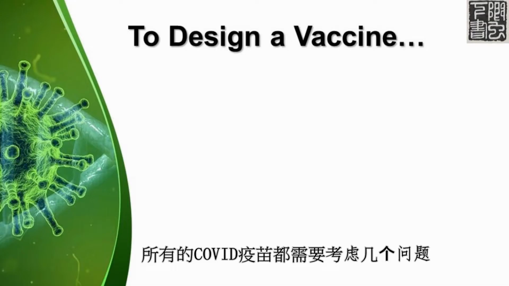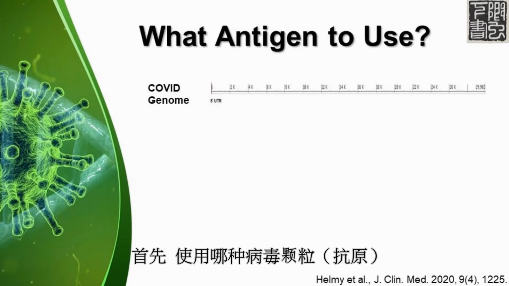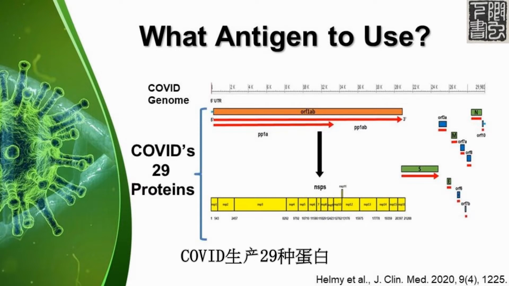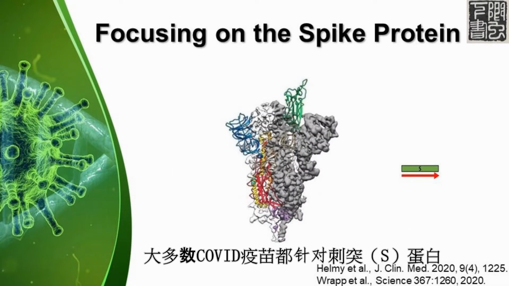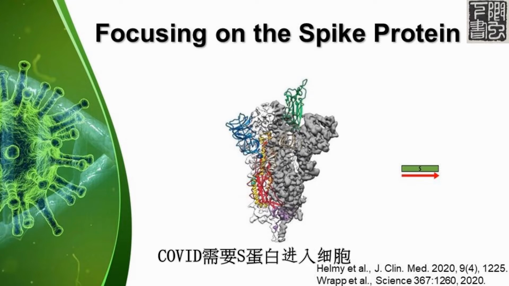All the COVID vaccines need to consider a few questions. First, which viral antigen should the vaccine use? COVID makes 29 proteins. Right now, most of the COVID vaccines in clinical trial focus on the spike or S protein. COVID uses the spike protein to dock onto a cell and then enter.